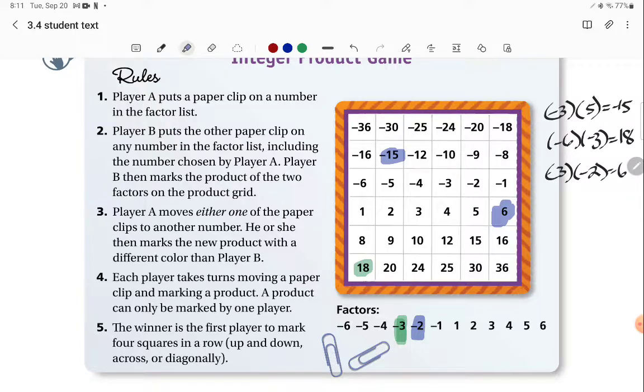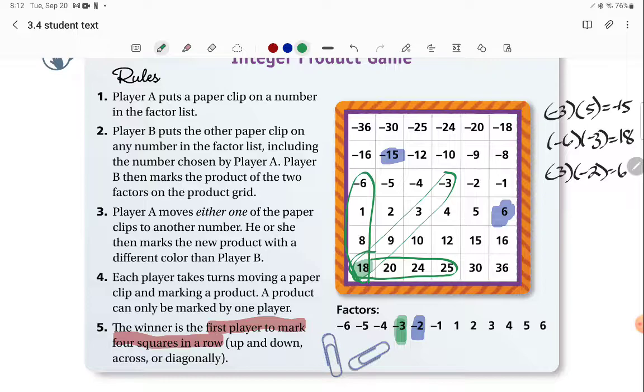Okay? And then you just go back and forth. Player B chooses one of those to move onto a different number. Now, they keep moving back and forth. Now, here's the key. The winner is the first player to mark 4 squares in a row. So you can go up and down, you can go left or right, you can go diagonally. So if I were the green player, I would be looking to get some of these numbers, or these numbers. So that's where the strategy comes in, right?